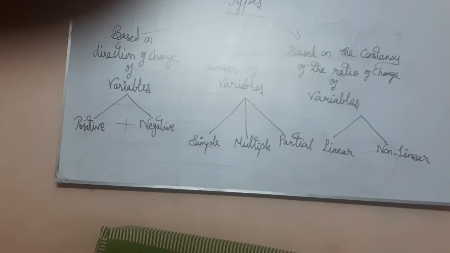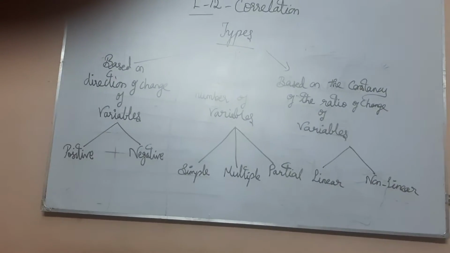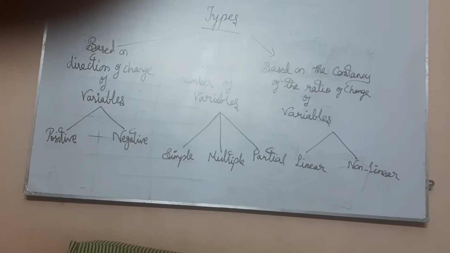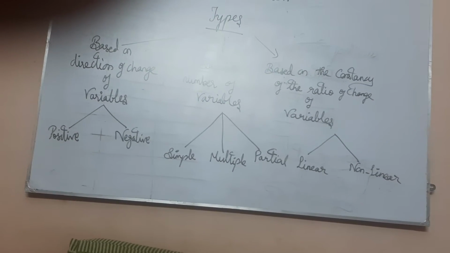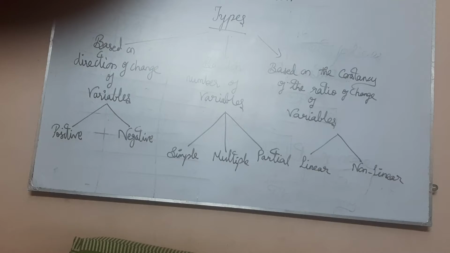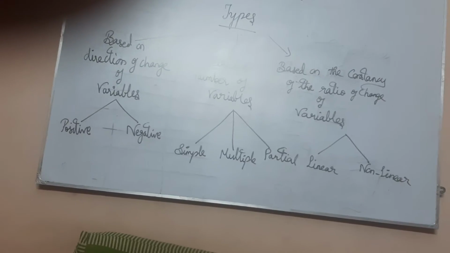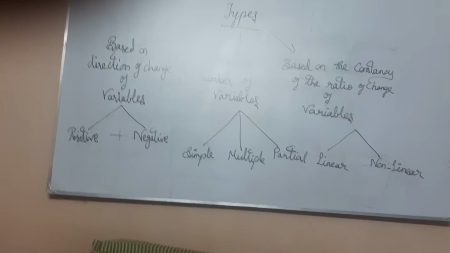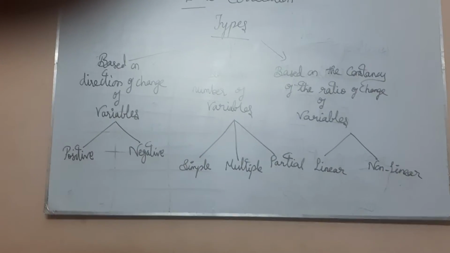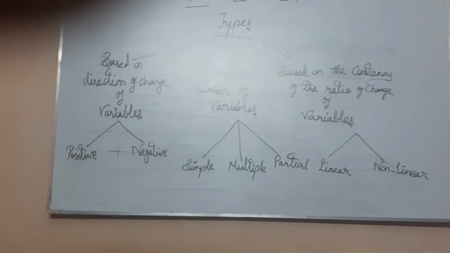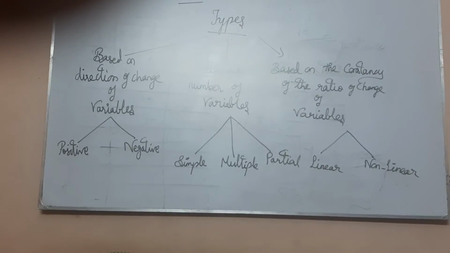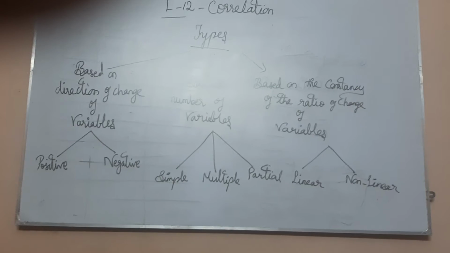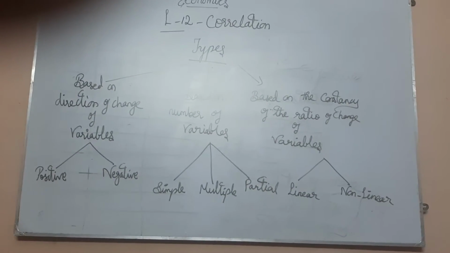If there are more than two variables, but only two variables are considered, keeping the other variables constant, then the correlation is said to be partial correlation. Next, based upon the constancy of the ratio of change between the variables, I told you linear and non-linear, isn't it?